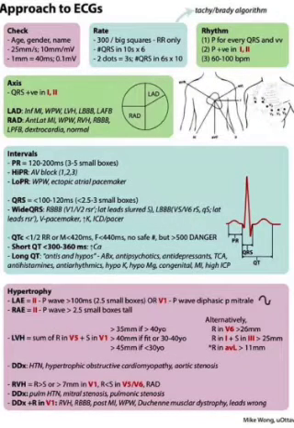Approach to ECGs: check age, gender, name, and calibration: 25 mm per second, 10 mm per millivolt, 1 mm equals 40 milliseconds or 0.1 millivolt. First of all, check for rhythm: a P for every QRS and V, P positive in lead 1 and 2.